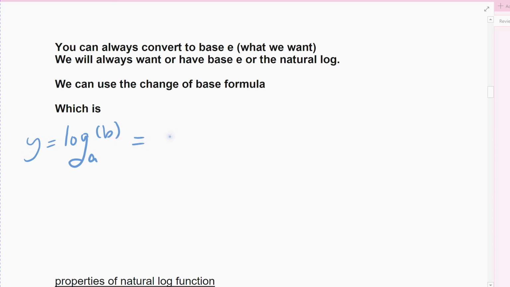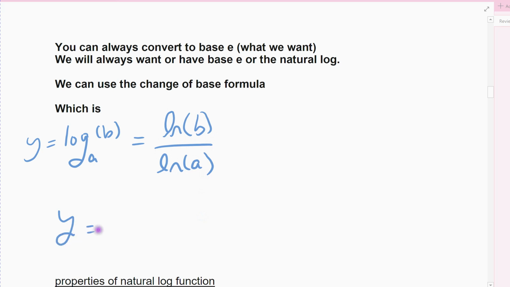In order to get that, you can change it to either the log base 10 or the natural log. Since in this class we're going to deal with the natural log, I'm going to convert to the natural log. The change of base formula is: I take the natural log of the inside term divided by the natural log of the base term.